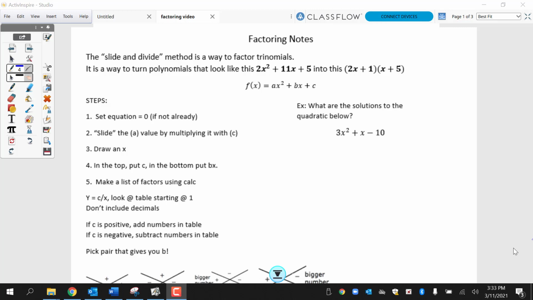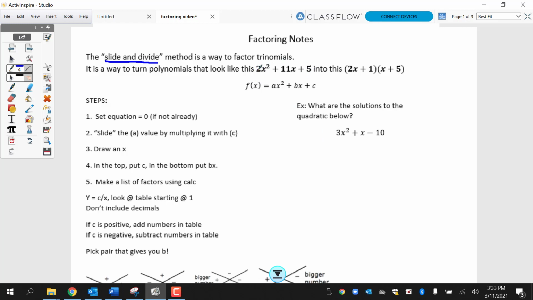All right, so today we're going to talk about factoring. What factoring is, we are trying to take our polynomials that look like this, that we get after we use the box and multiply, and turn it back into the thing in the parentheses, okay? So instead of doing the box, we have to do the opposite of the box. What we're going to end up doing is called slide and divide.